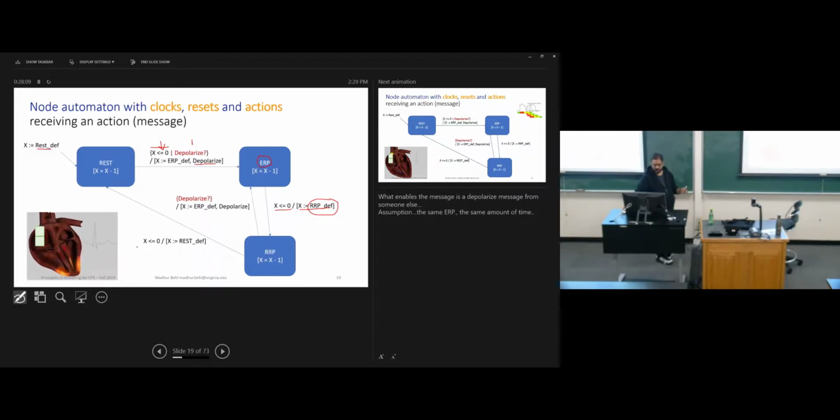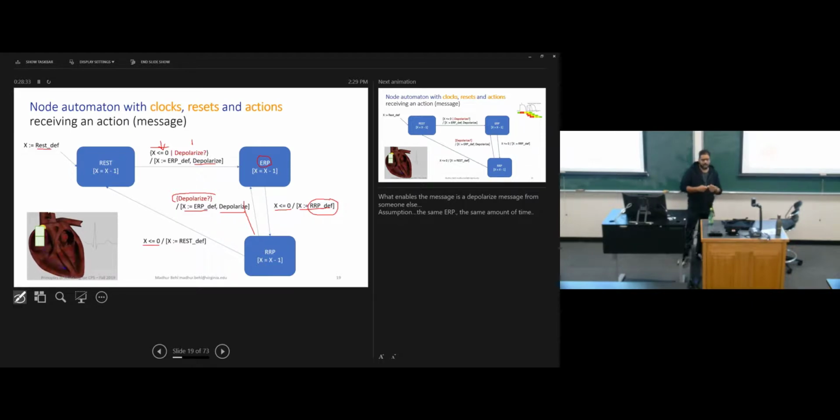If that happens, you will transition because you now have to go back to rest. Or when you are in RRP, you actually receive a depolarizing signal from a neighboring node, and that means you can go back. And when you go back, you reset your clock again. You also issue another depolarizing message because you are indeed depolarizing.